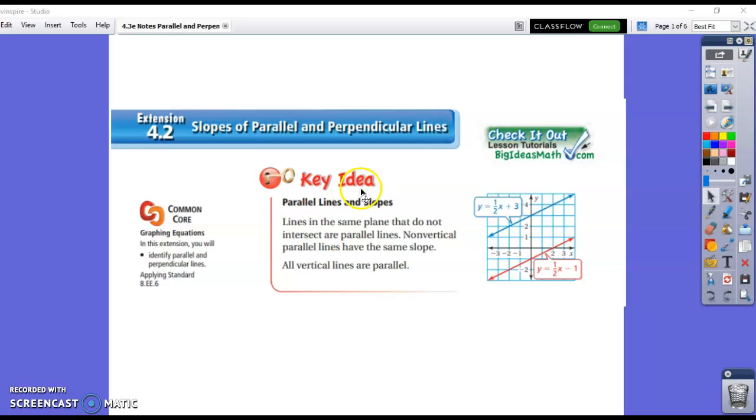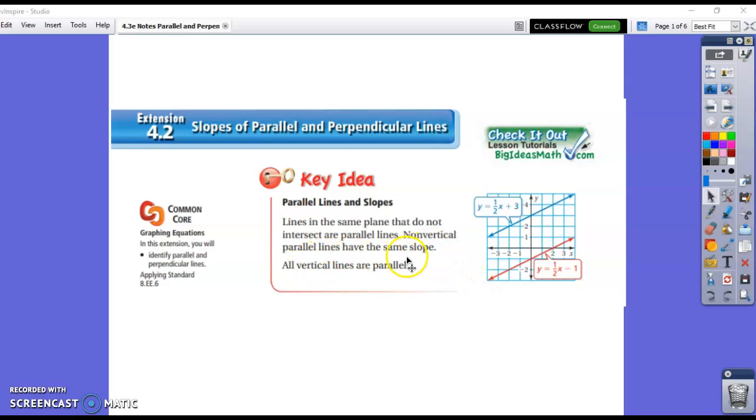Just to review, remember a parallel line is a set of lines that are never going to intersect. I always think of railroad tracks. They're straight and they're never going to touch each other. They're never going to intersect with each other. So those are parallel lines. And the graph right here also has an example of parallel lines.